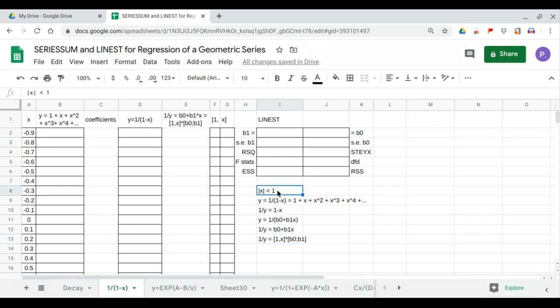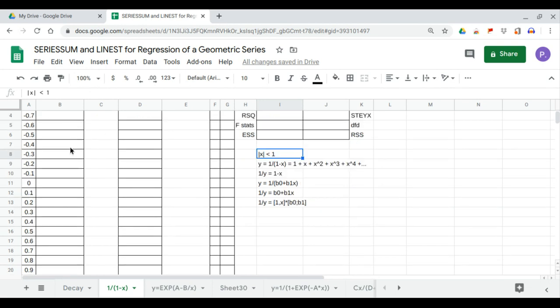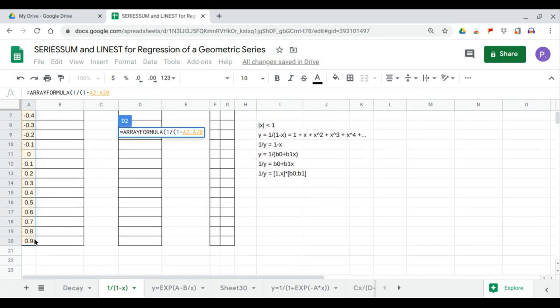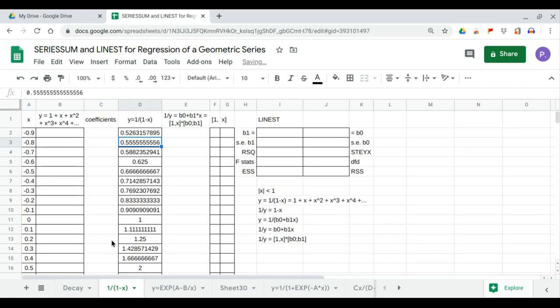This is good only if the value of x is between negative 1 and 1, so we'll use the range negative 0.9 to positive 0.9. Let's generate the data set for 1 over 1 minus x. So, array formula: 1 over 1 minus the x values. Next, we generate the formula for the expansion.